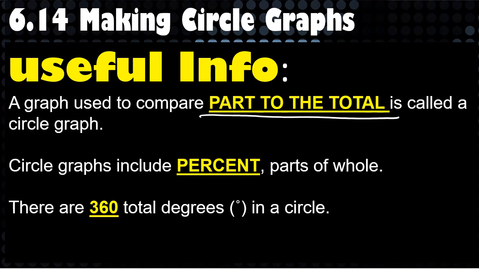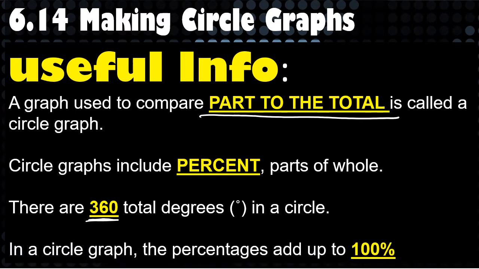And there are 360 total degrees in a circle. And so the way I think about this is that if you want to get a great view of something, we're looking for a 360 degree view, which is you stand in the middle and you spin yourself around to see everywhere until you get back to the beginning. That's 360 degrees. And in a circle graph, when you add up all the percentages, they are going to equal 100%.